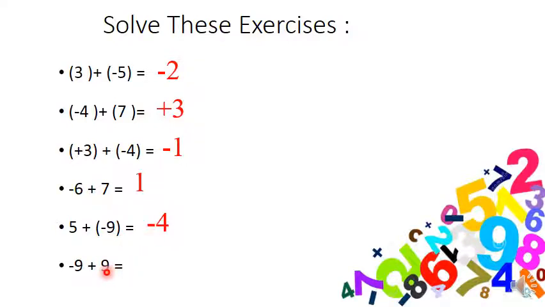The last one, negative 9 plus 9, different signs. We subtract. 9 minus 9 is 0. Put the sign of the greater number. They are the same. So the answer is 0. So as we said before, if I add two opposite numbers, their answer will be always 0. The sum of two opposite numbers is 0.